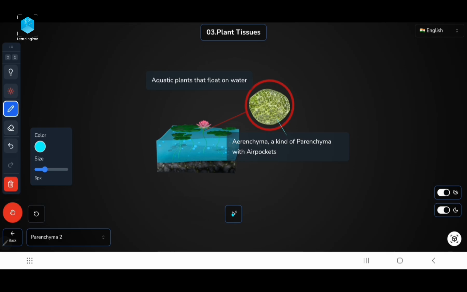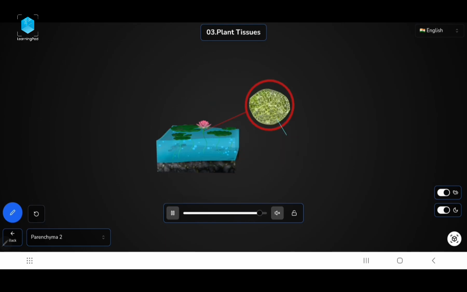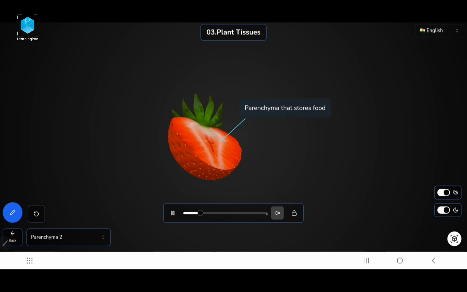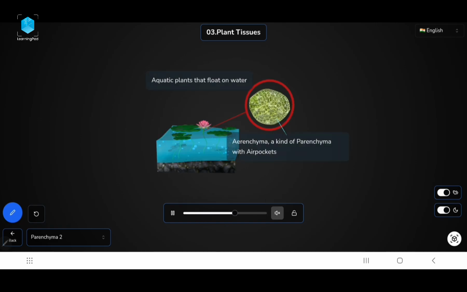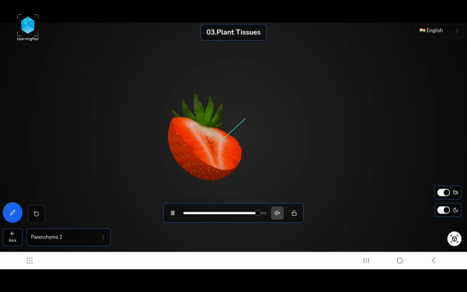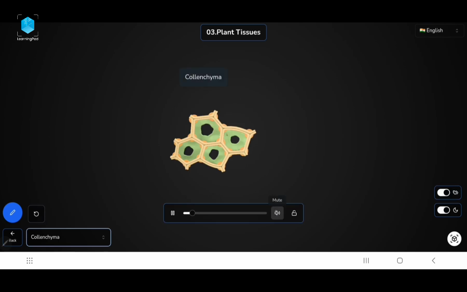And suppose Parenchyma cells are present in leaves. Parenchyma cells are present in the leaves. Now you all know that leaves synthesize food, so here the Parenchyma is called chlorenchyma. Next, let us study about Collenchyma cells.